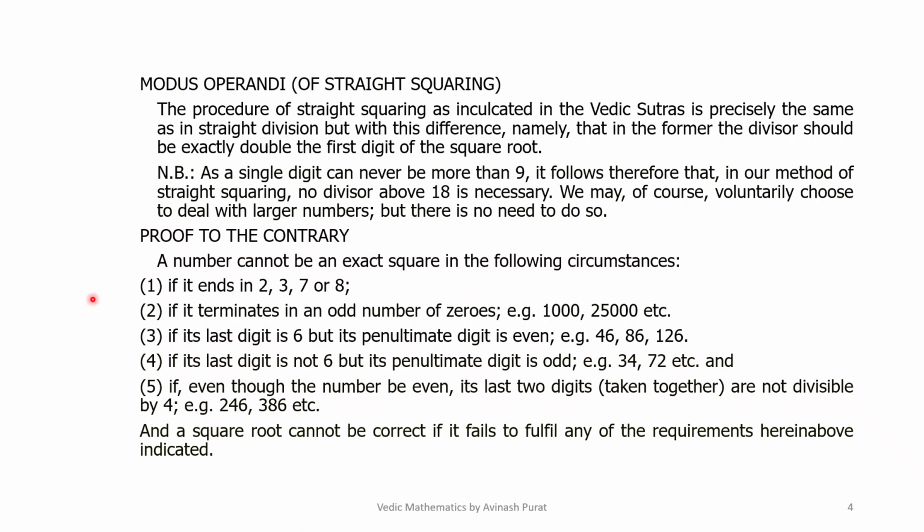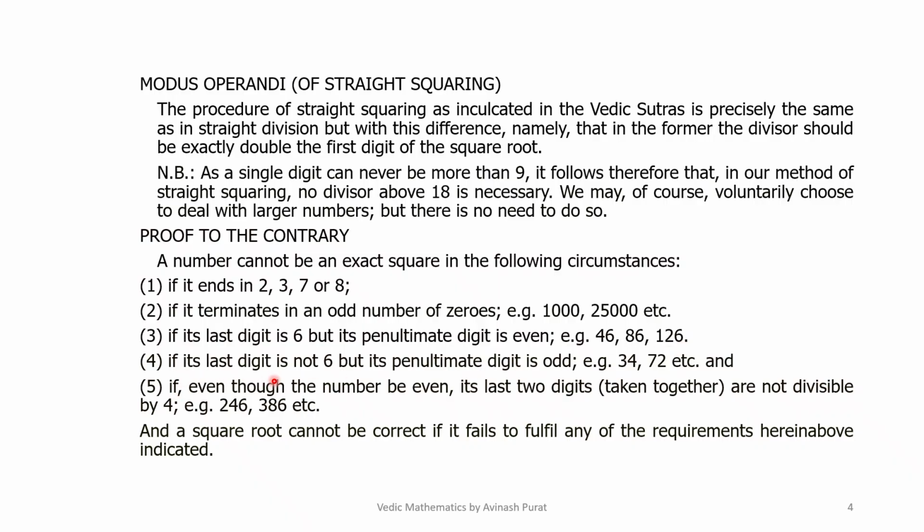Proof to the contrary. A number cannot be an exact square in the following circumstances. If it ends in 2, 3, 7 or 8. If it terminates in an odd number of zeros, for example 1000, 25,000, etc. If its last digit is 6, but its penultimate digit is even. For example, 46, 86, 126, etc.